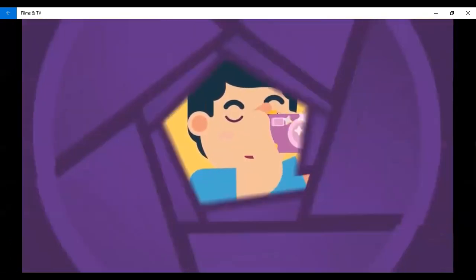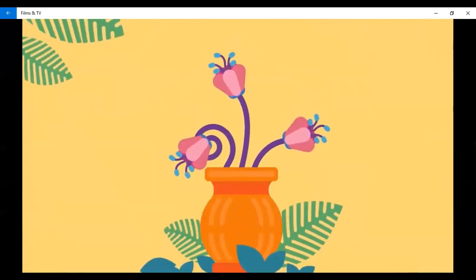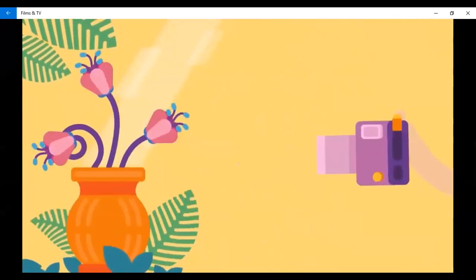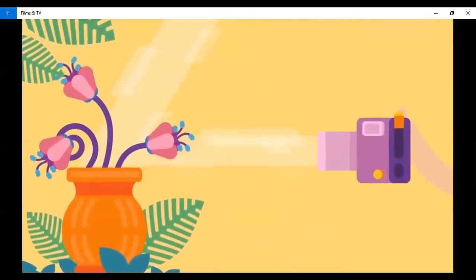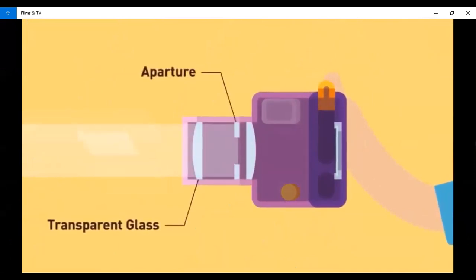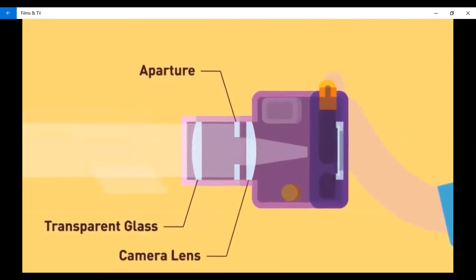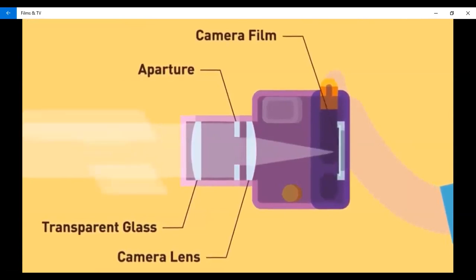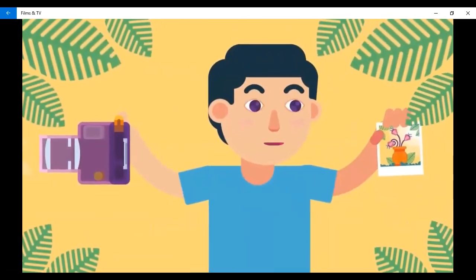When we take a picture, light after reflecting from an object enters the camera and passes through the following. Firstly, it passes a transparent glass in front of the aperture of the camera. Secondly, it passes a camera lens that helps us in focusing light rays. And lastly, there is a camera film on which light is focused for a clear picture.